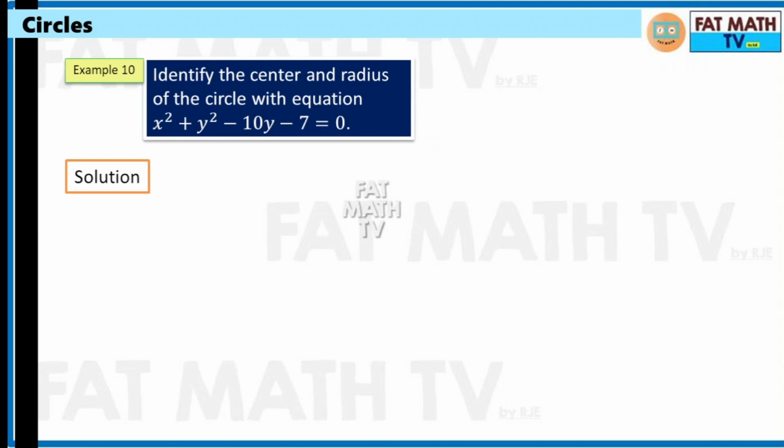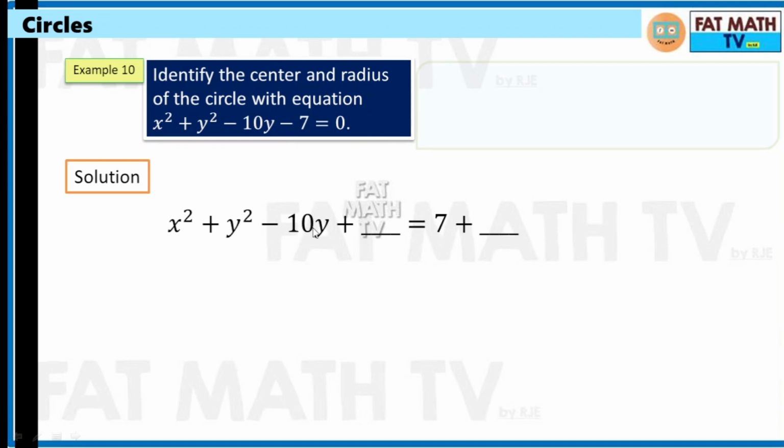Example number 10. Identify the center and radius of the circle with equation x squared plus y squared minus 10y minus 7 equals 0. So this time, x squared is alone without any other term with x. Y squared and negative 10y are already together. So complete the perfect square trinomial here, and then negative 7 you put to the right side. That will be positive 7.